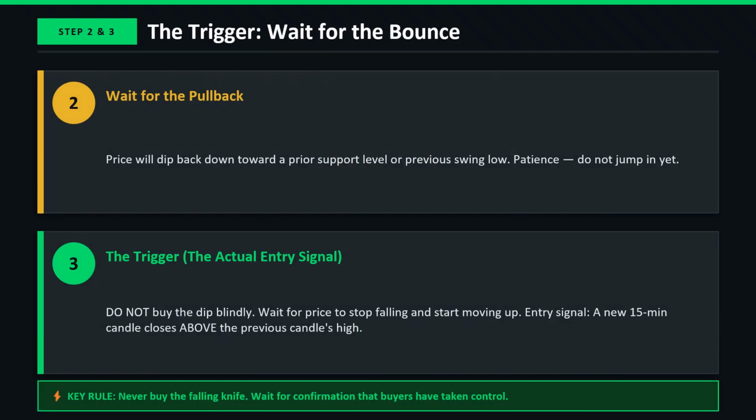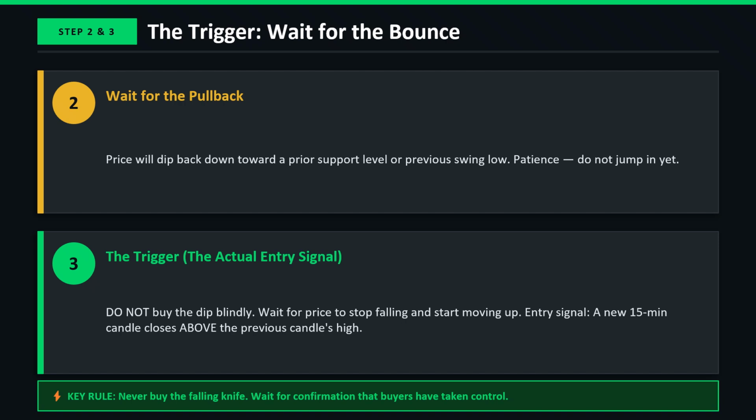Okay, so you've identified a strong uptrend. Now, step 2, you wait for the pullback. In an uptrend, price will eventually dip down toward a prior support level or a previous swing low. This is the moment of truth. You do not jump in yet. Patience is your greatest weapon. Most beginners get excited and buy right here, hoping it will bounce. But you're not most beginners.